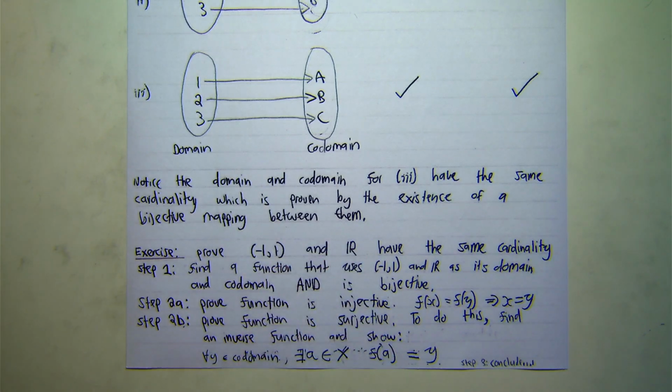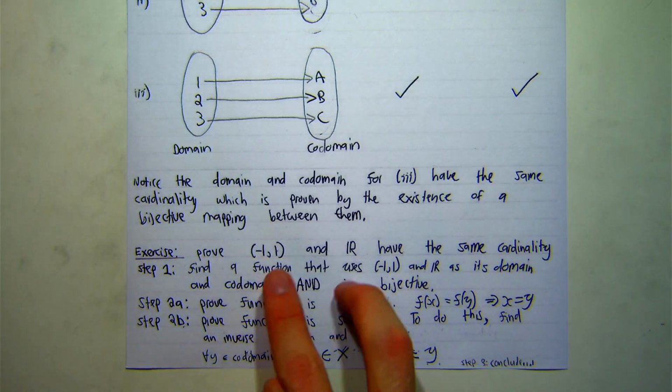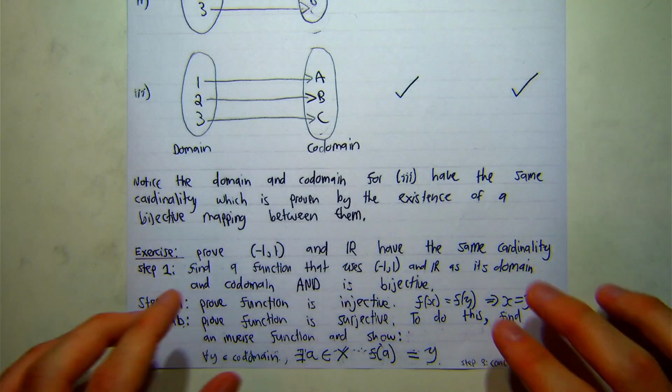And you can generalize this approach to these types of questions where you want to prove two sets have the same cardinality, where step 1, you find a function that is bijective that uses those two sets in its domain and codomain. Keep in mind you can use them in any order, it doesn't matter. And then your next steps, which is 2a and 2b, is to prove that it's injective and surjective. And then the last step, step 3, is to just conclude that because the function is bijective, the domain and codomain have the same cardinality, and therefore, specifically, those two sets have the same cardinality.